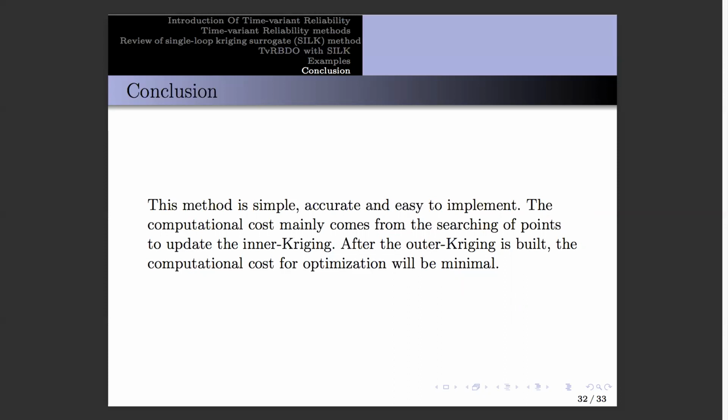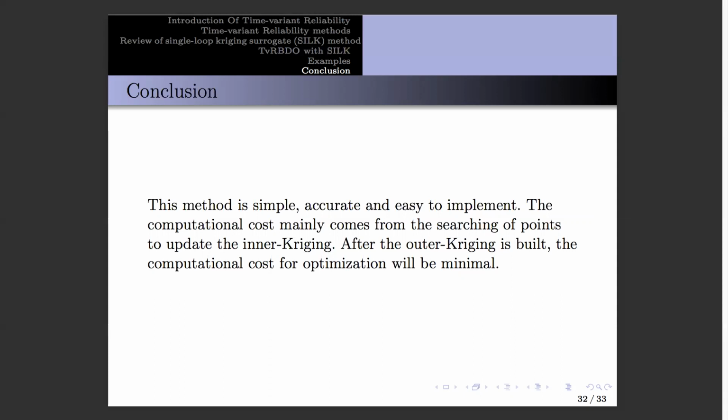Two examples are used to validate the effectiveness of the method compared to other existing methods. This method is simple, accurate, and easy to implement. The computational cost mainly comes from the searching of points to update the inner Kriging. After the outer Kriging is built, the computational cost for optimization will be minimum.